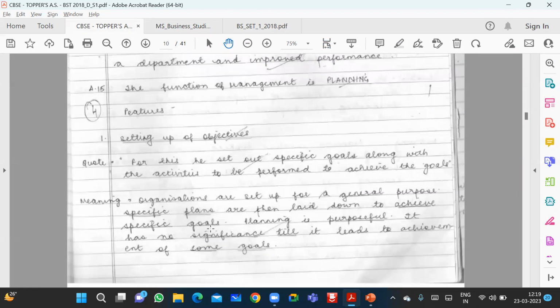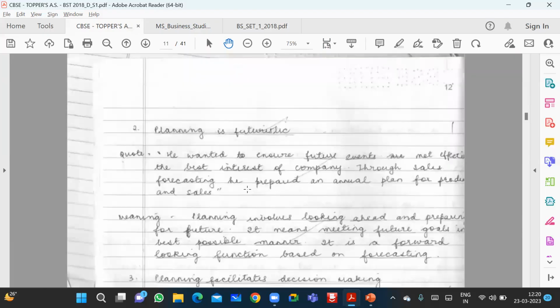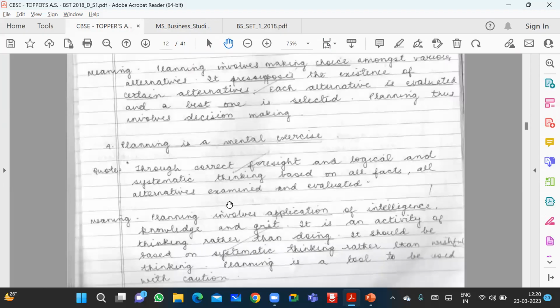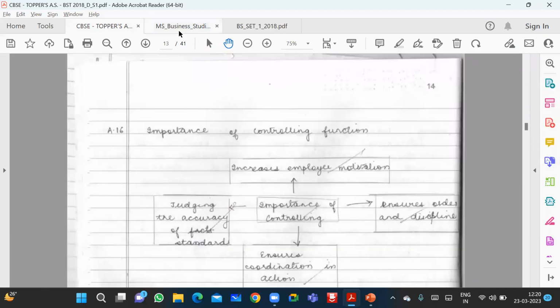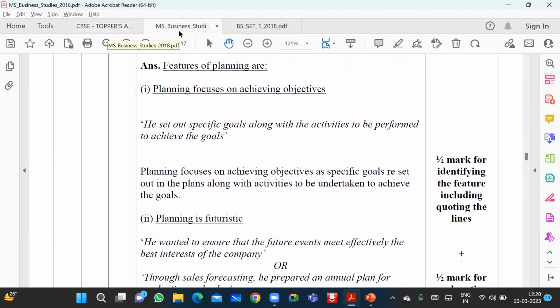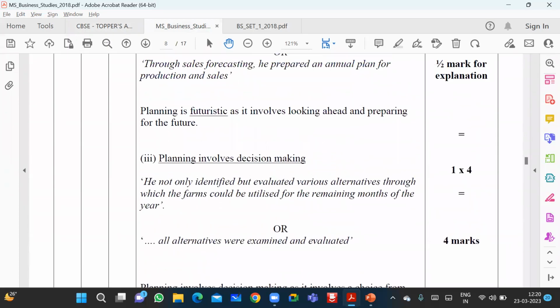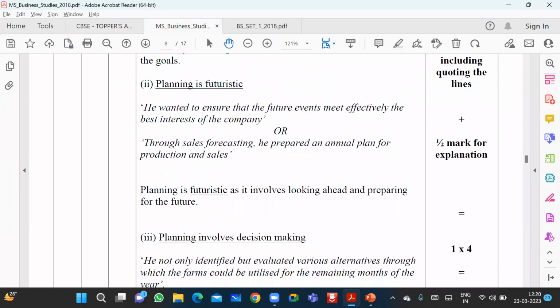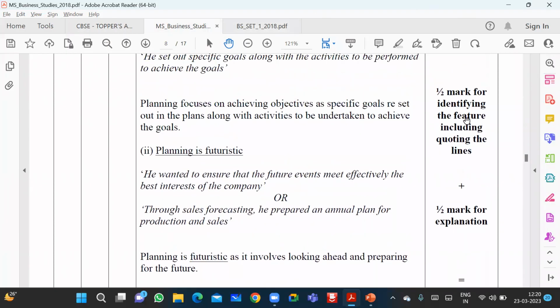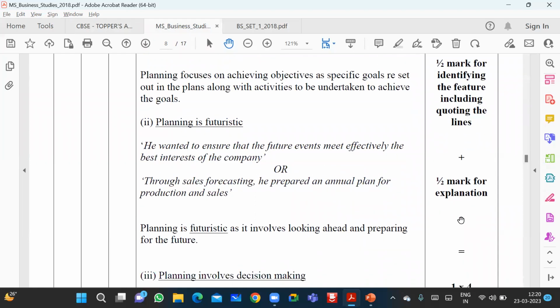And then explain. Now come to the second point. The second point is planning is futuristic, and then the lines have been quoted, and then the explanation. The third point and fourth point follow a similar pattern. And now let's come to the next question. Here in this question, as we have discussed, it is half mark for quoting the line for identification, and half mark for the explanation.